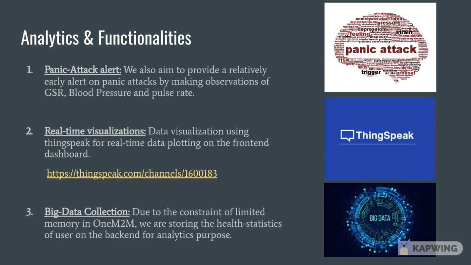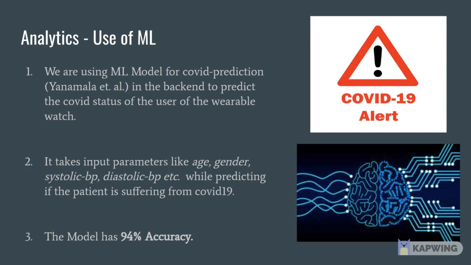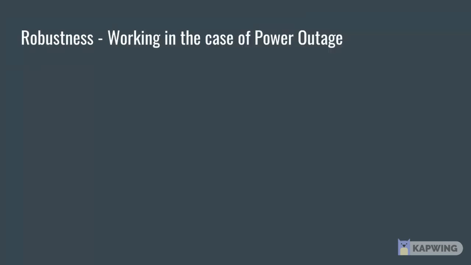Also, since there is limited capacity of storage in oneM2M servers, we are providing storage services on backend itself for the data, which can store huge volumes of data. Other than this, one of the better applications of the product is in ML. We are using an ML model for COVID prediction in the backend to predict the COVID status of the user of the wearable watch. It takes input parameters like age, gender, systolic and diastolic BP, etc., while predicting if the patient is suffering from COVID-19. So far, the model has been tested against the testing data available, and it has 94% accuracy.